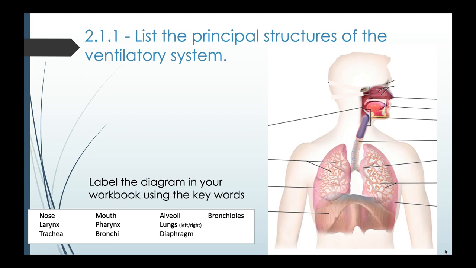Okay, first one on the list. 2.1.1. List the principal structures of the ventilatory system. So as you can see here, we have a diagram on the right with lots of lines going to different structures. We also have a list of key words in the box at the bottom. What I'd like you to do, pause the video again and see how many of these that you can label already before looking at the answers on the next slide.